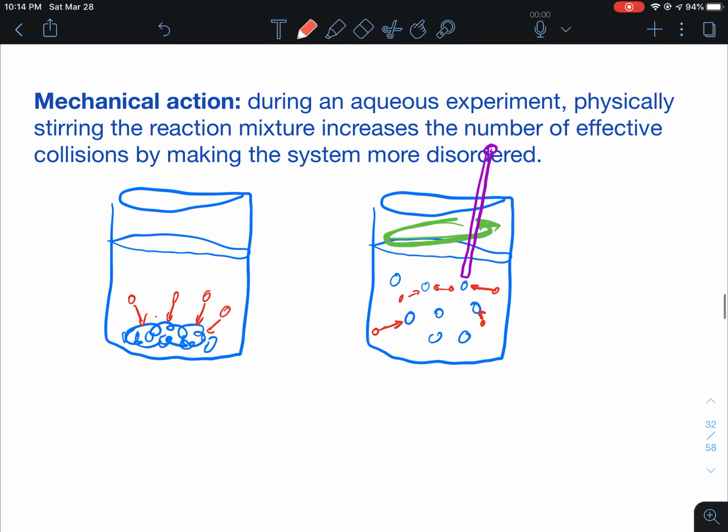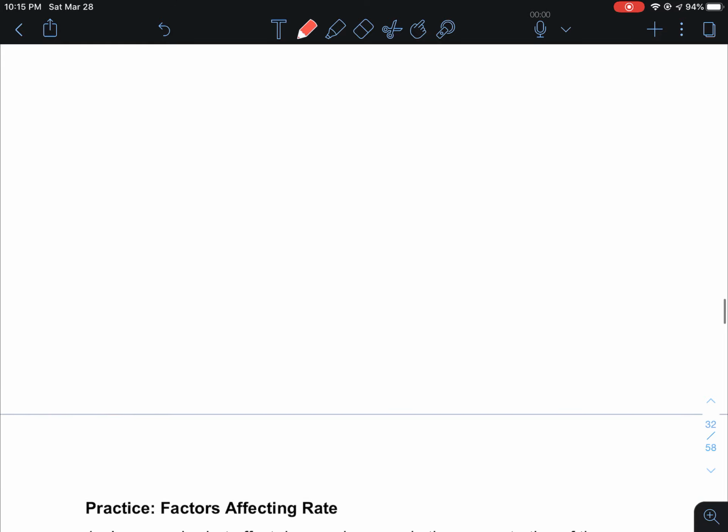The last one that I mentioned in class was mechanical action, which is not mentioned here. So mechanical action is another way of increasing the number of effective collisions by making the system more disordered. That simply means taking a stir stick or a stir bar and actually stirring the chemical mixture up. This process will increase the number of ways that the chemicals can interact and the chance of them interacting as well.